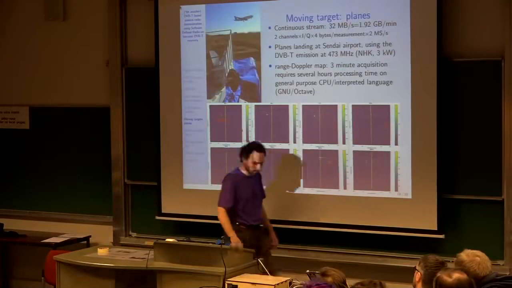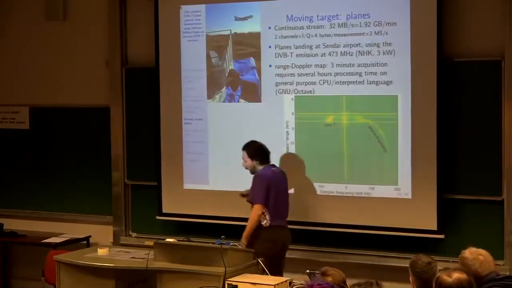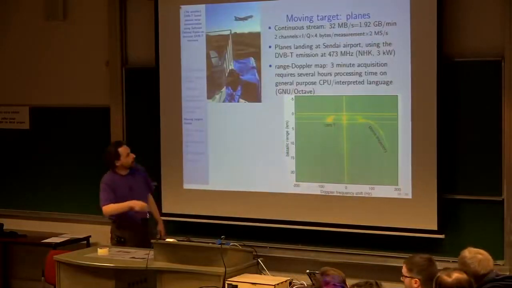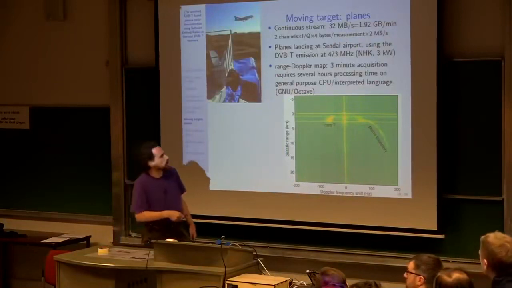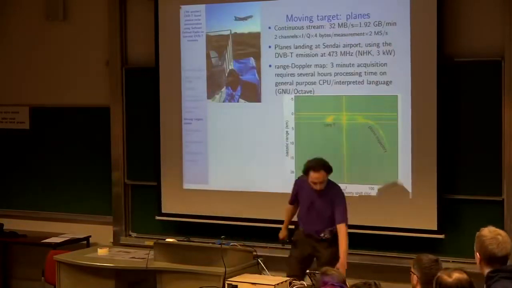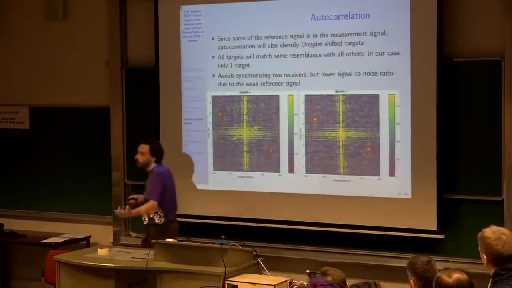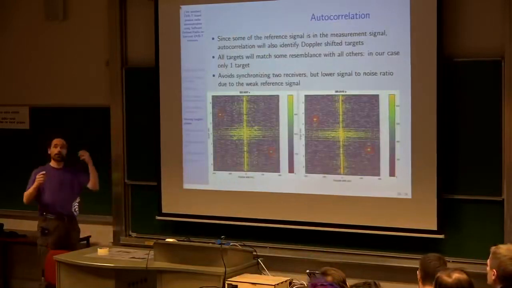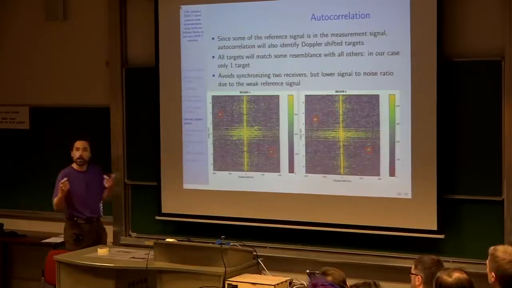The same story is applicable to, and if I accumulate all the data, this is your plane trajectory in the velocity-range plane with all the cars at plus or minus 100 kilometers per hour. Having said that, we can do the same with autocorrelation, because if you want to avoid all the issues about synchronizing to DVB-T, well, there's always a bit of leakage of a reference signal on your measurement signal. So the autocorrelation will give you the same result.